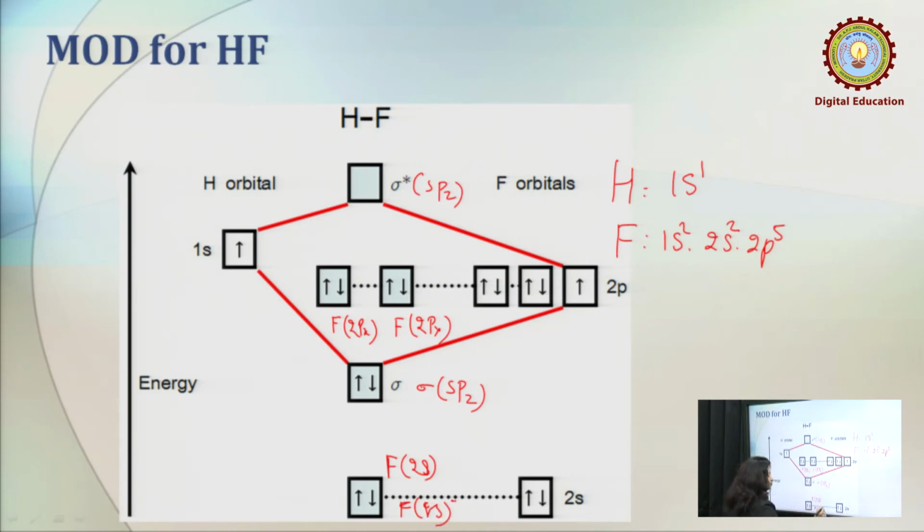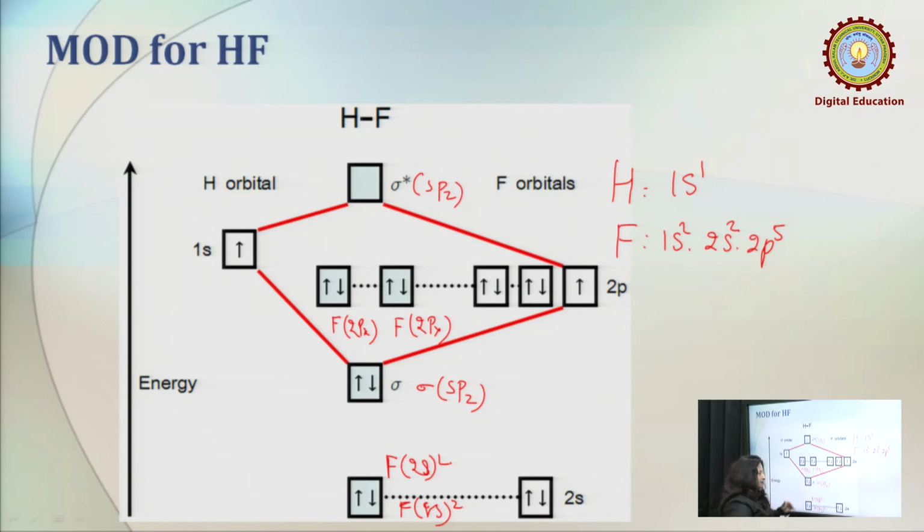So 1s2, 2s2, and here the total number of electrons is 1, 2, 3, 4, 5 plus 1, 6. So 6 electrons are to be filled in here. So we start filling the molecular orbitals from here: 1, 2, 3, 4, 5, 6. Now always remember that these px and py orbitals are not the molecular orbitals, these are actually the non-bonding orbitals of fluorine atom, which remain at the same energy level.